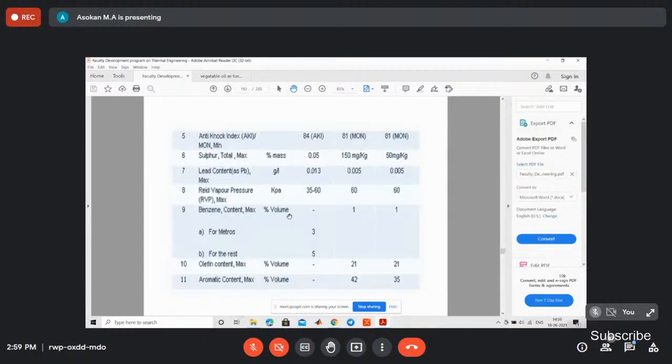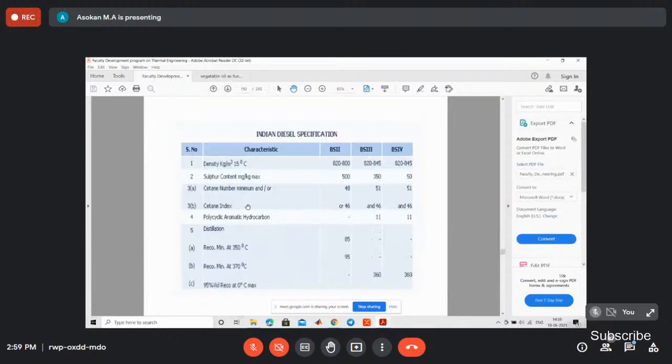And some important properties I'll show you. Yeah, see, sulfur content. What is the sulfur content? 0.05, 50 mg per kg for BS4, and anti-knock octane number is 84. Motor octane number is 81 for this one. Yeah. So in case of diesel specification, see, this is the diesel specification. Cetane number is 51 for BS4, and 48.